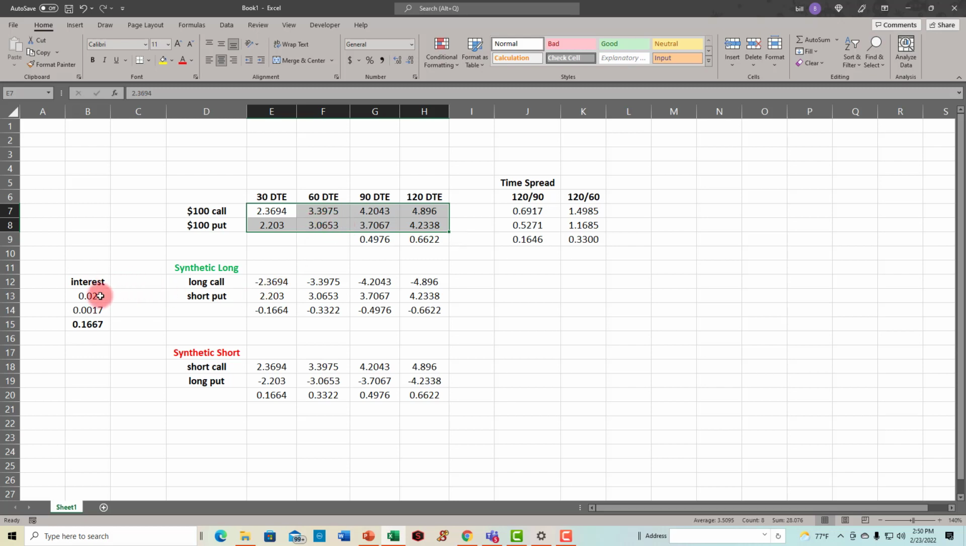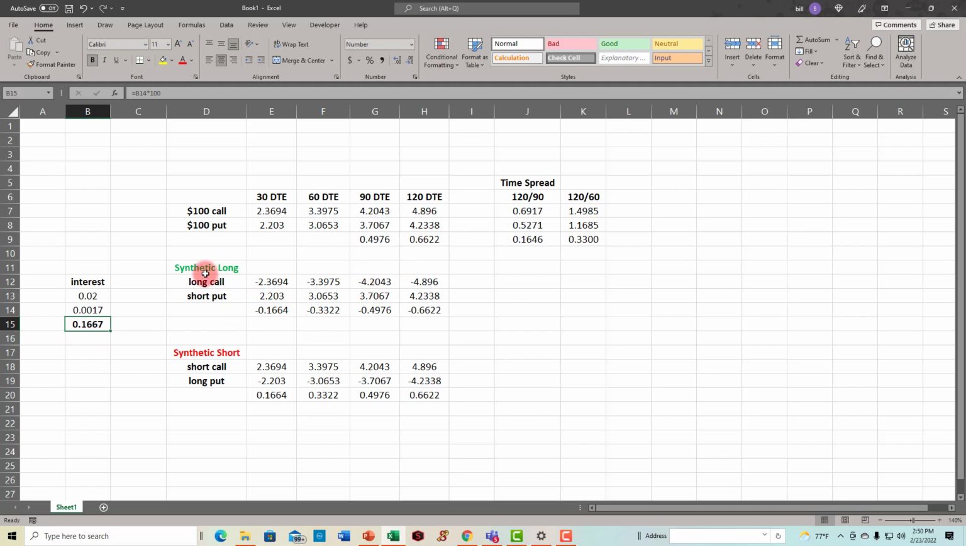So what is the cost of carry for a month? Well, over here we have 2%, and right here we're saying 2% divided by 12. That would be the monthly rate. And so if we take that times $100, it's about 16 cents, almost 17 cents per month. So keep that in mind, and then we'll take a look at some of these positions.